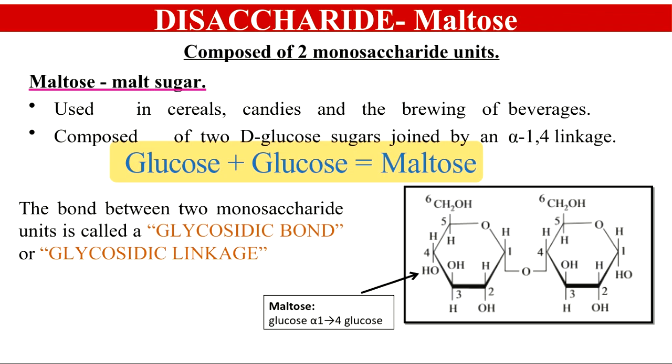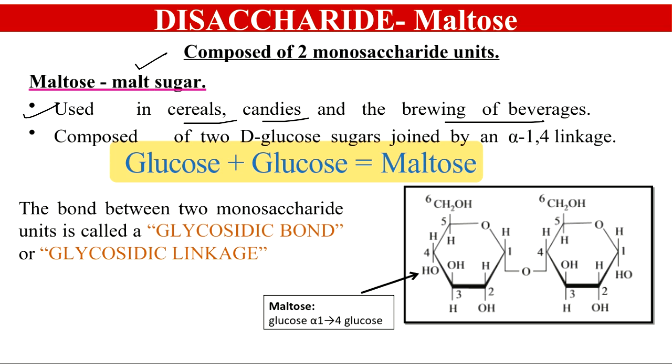Now let's move on to understand disaccharides. I just told you that we are going to discuss 3 important disaccharides: maltose, lactose, and the third one was sucrose. So let's see maltose first. Maltose is also known as malt sugar, and it is used in cereals, candies, and brewing of beverages.